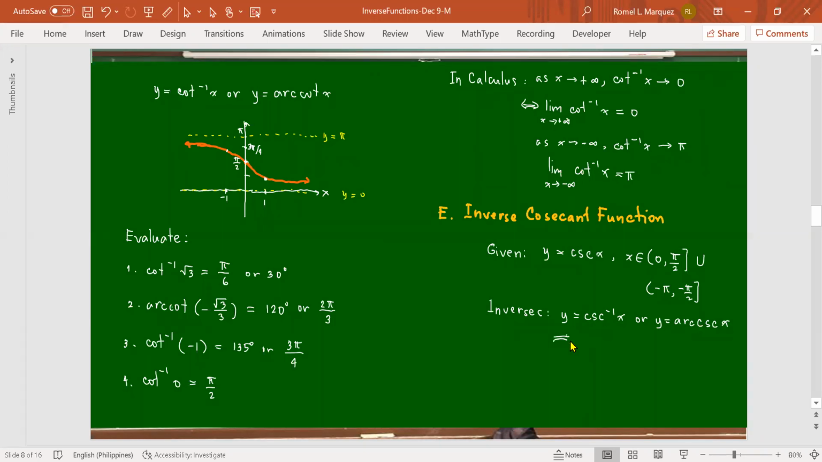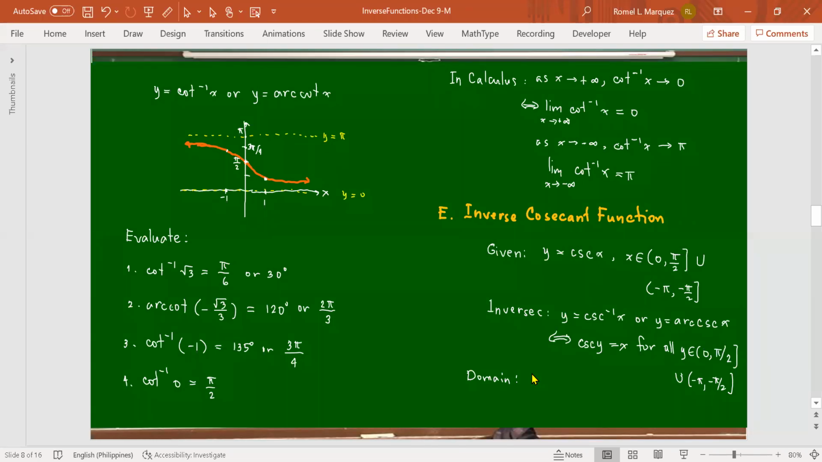If and only if cosecant of y is equal to x. These are actually the same, no? As long as your y is on the interval open interval 0 to pi over 2, open from the left, union with open interval negative pi to negative pi over 2, open from the left. So if we restrict y to these intervals, then this is true, no? So cosecant y equals x means y equals cosecant inverse or arc cosecant of x. So what's the domain? The domain is the range of cosecant.